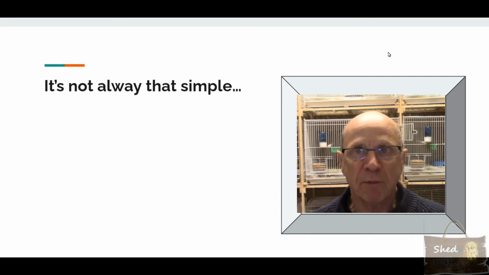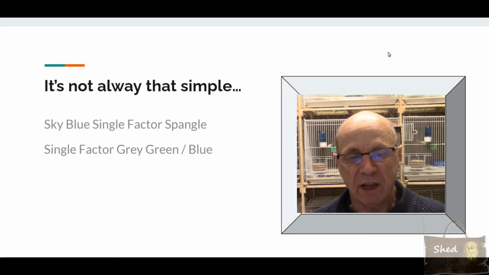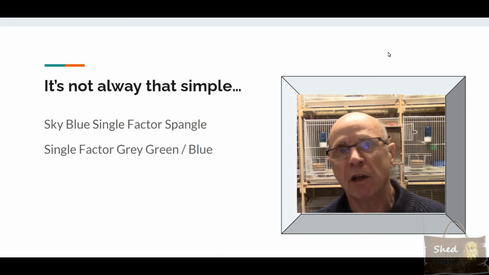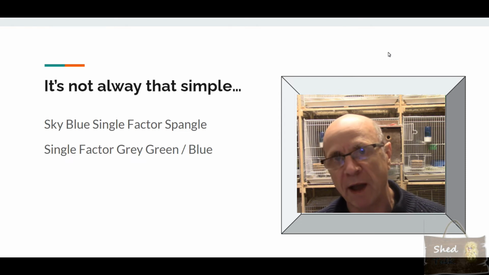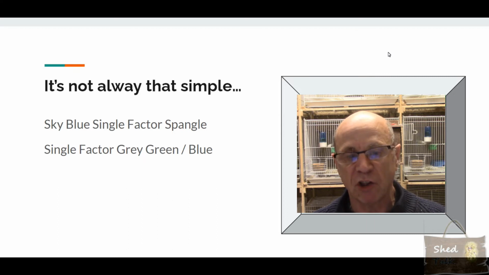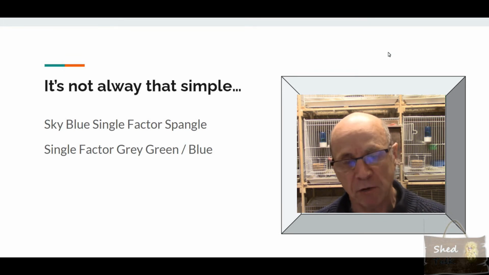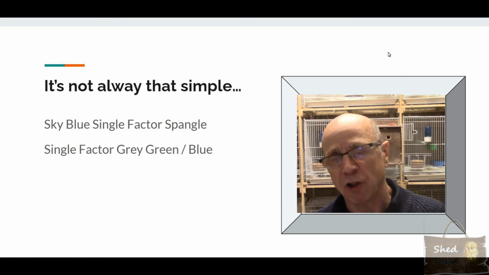For this particular example, we're going to look at a sky blue single factor spangle and a single factor grey-green split for blue. Now if any of those terms you don't understand, then do go back and review the first 3 parts of this series, because you should understand what I mean by single factor and by split for blue.